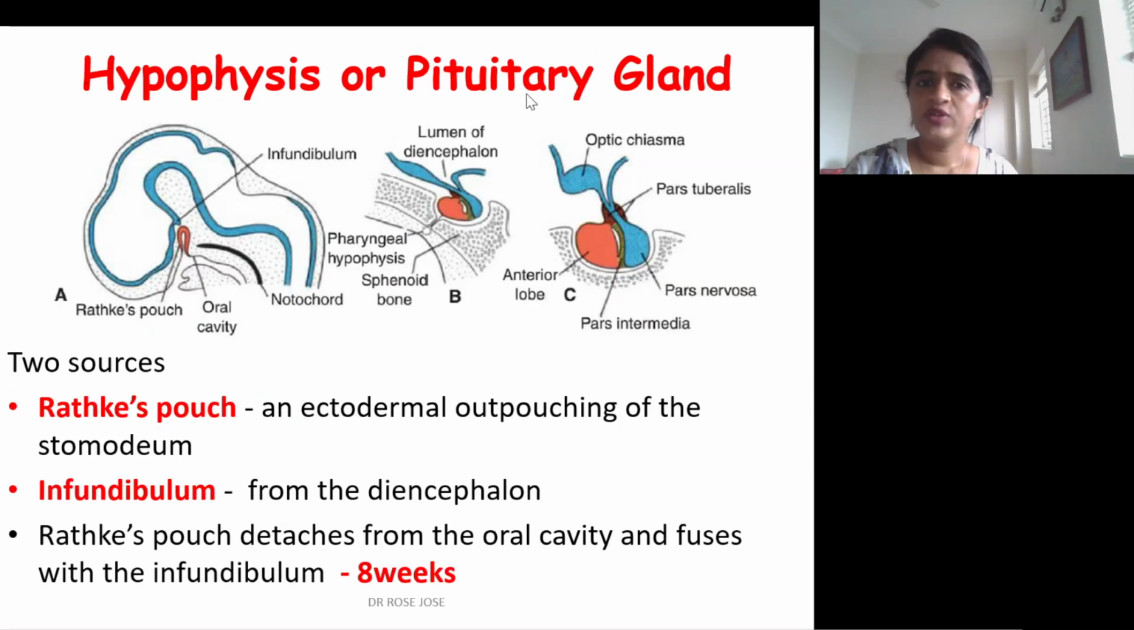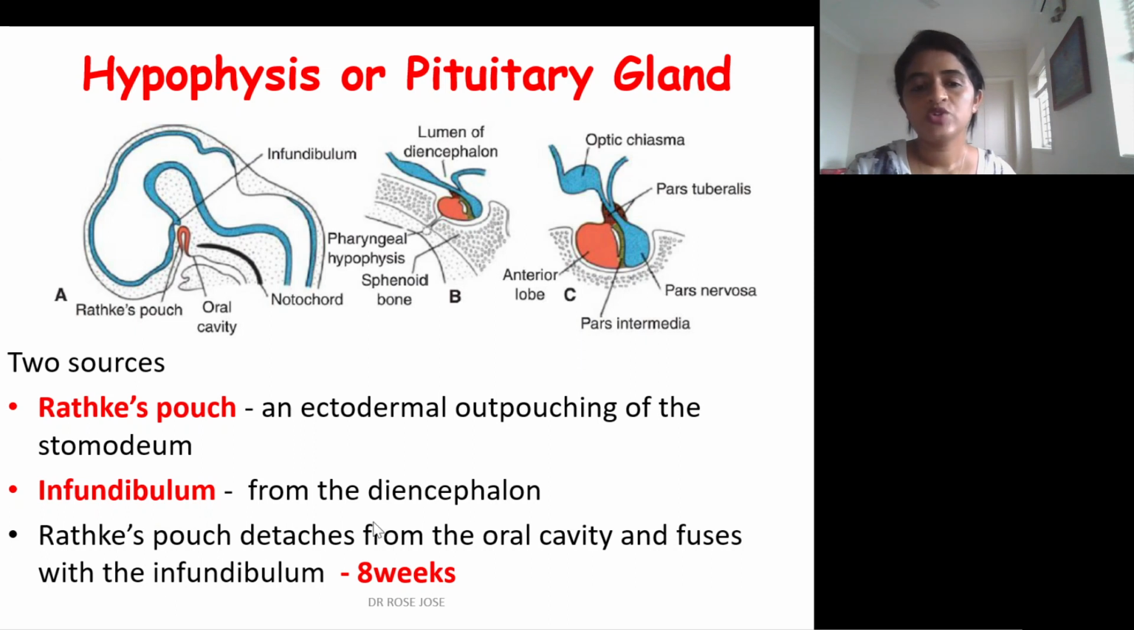When we mention the development of the hypophysis cerebri, or the pituitary gland, again I have done a detailed version, please do watch. There are mainly two sources. One is known as the Rathke's pouch. This is actually an ectodermal outpouching of the stomodeum. And you have the infundibulum from the diencephalon.